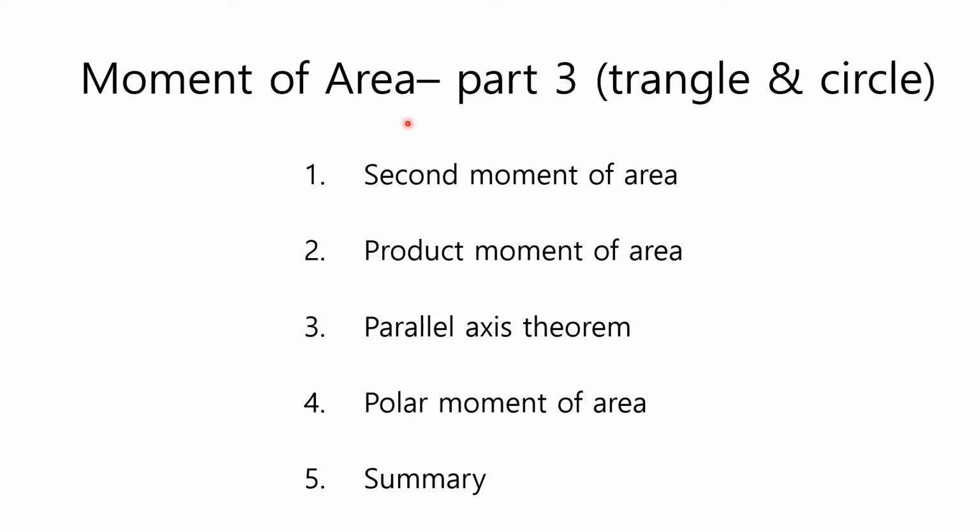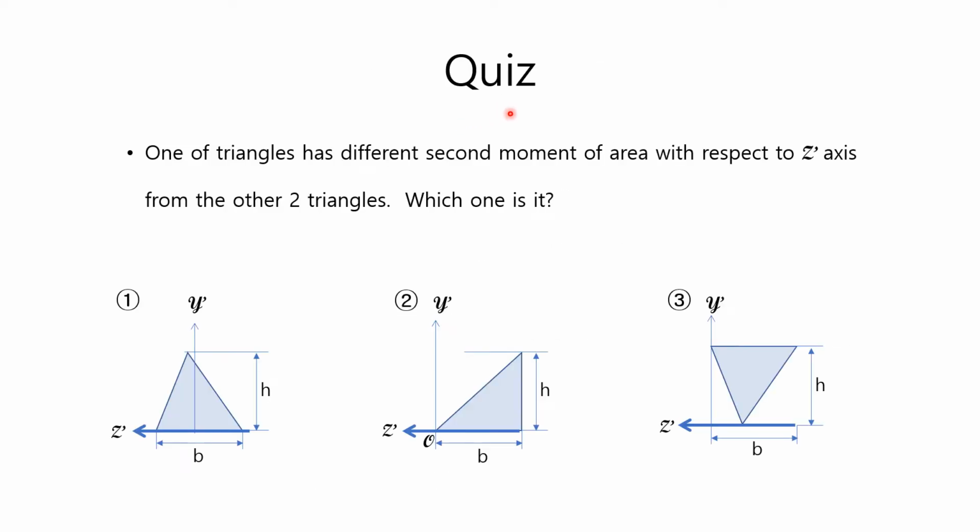Hi guys, I will explain the moment of area, part 3, for triangle and the circle, from second moment of area to summary. Here I have a quiz for you. One of the triangles below has different second moment of area with respect to z prime axis from the other two triangles. Which one is it?